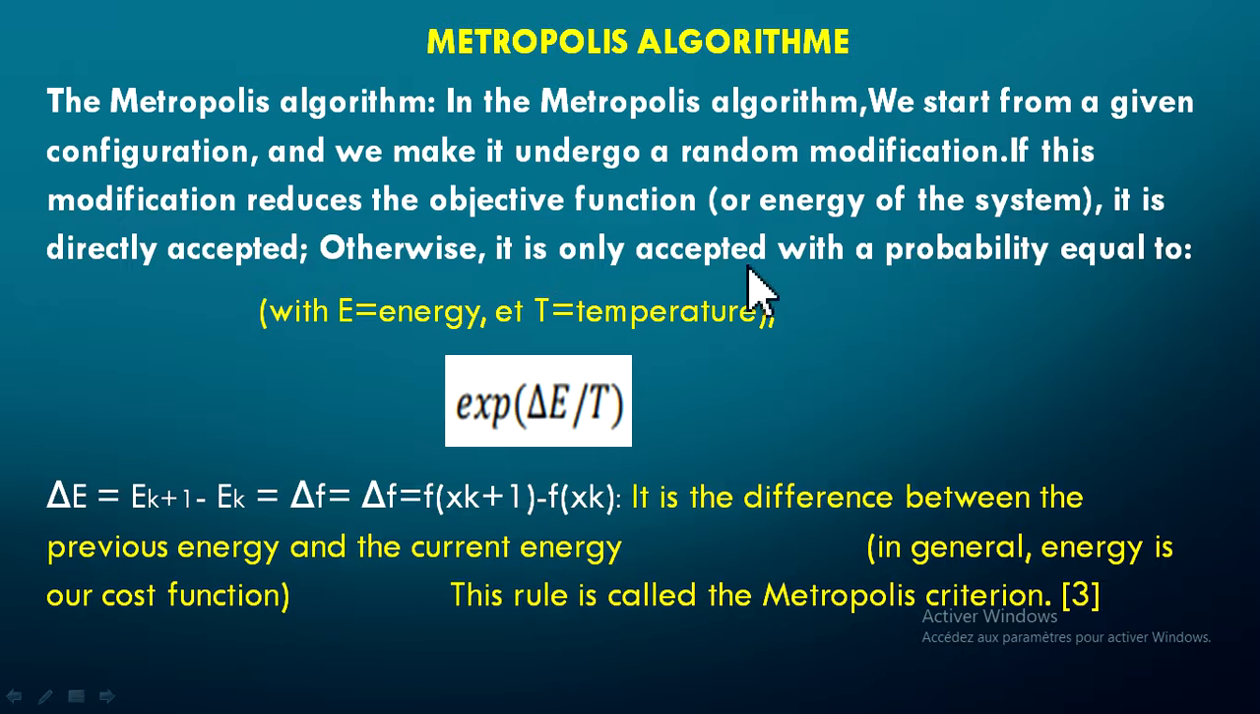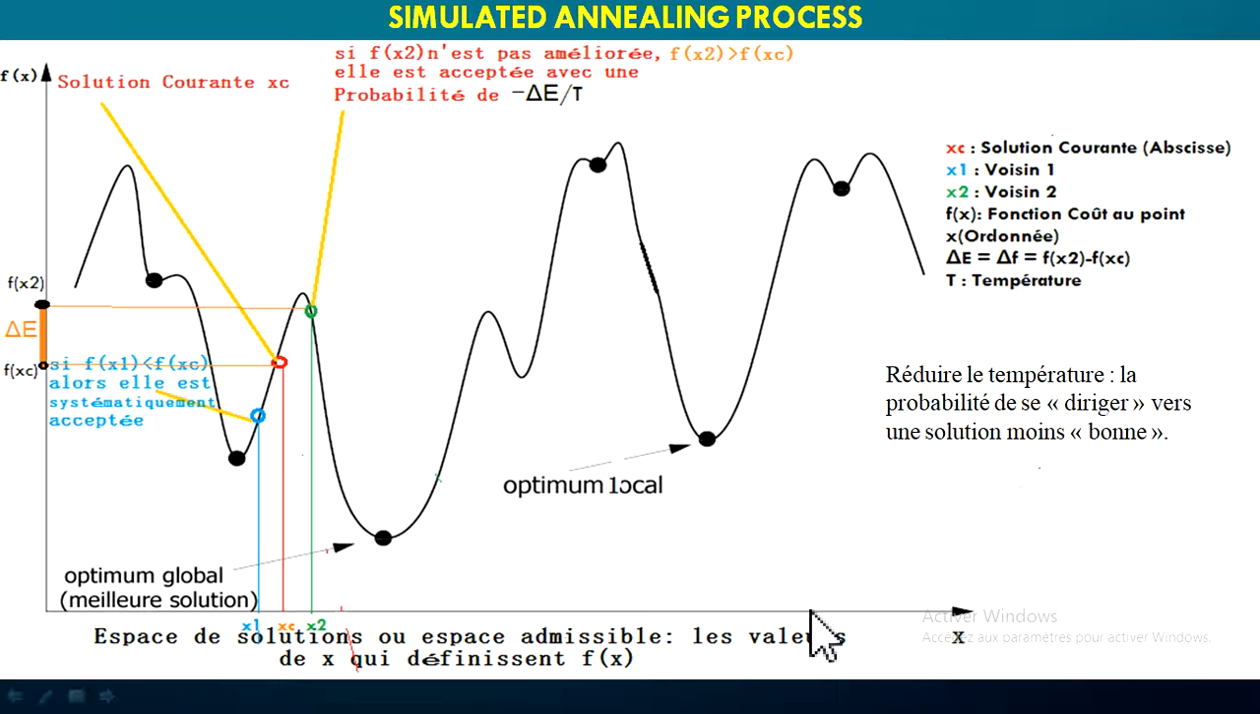Otherwise, it is only accepted with a probability equal to this expression, where E is the energy and T is the temperature. And here I give the equation of delta E, or delta F, the difference between the previous energy and the current energy. In general, energy is our cost function. This rule is called the Metropolis criterion.